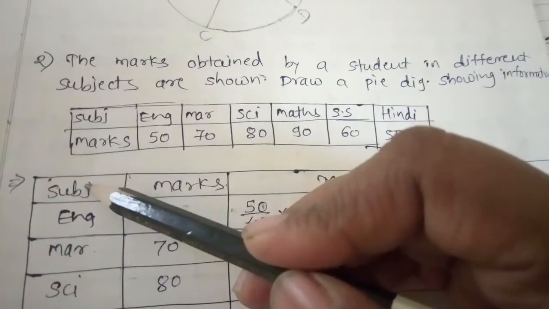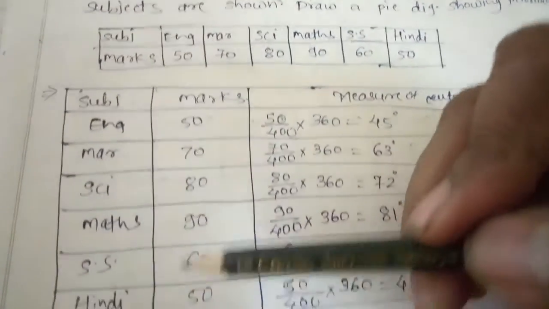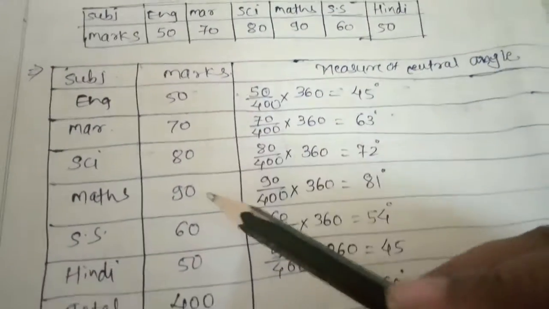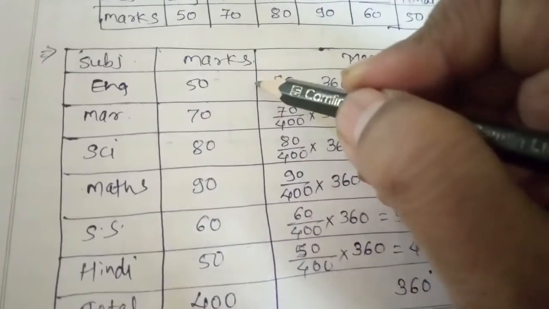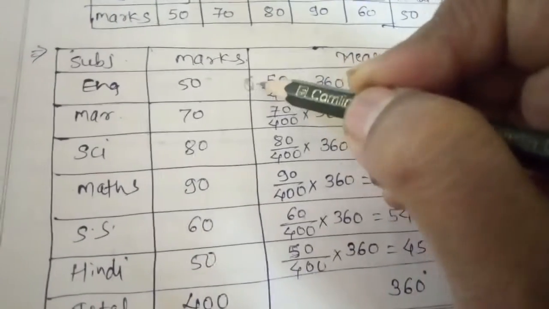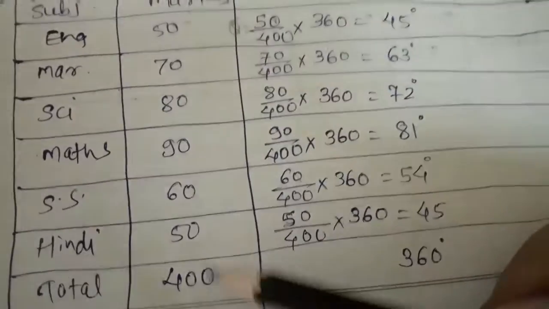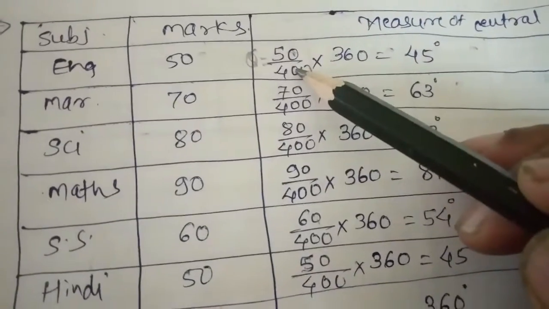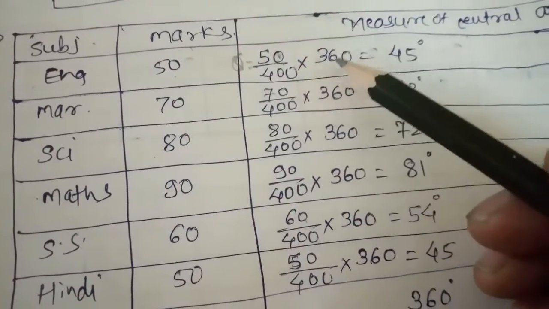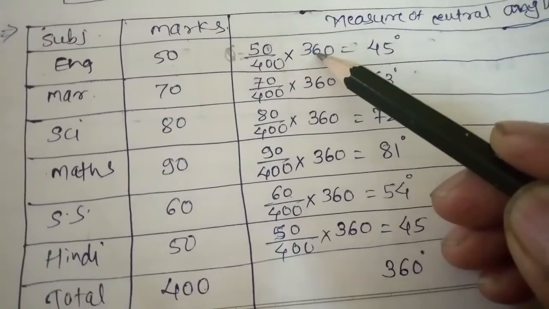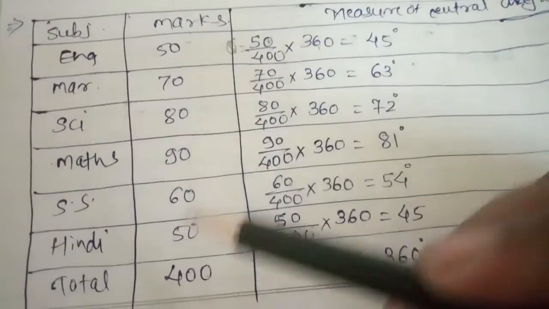So the first column is of the subjects, second one is of the marks, and first we have to take the addition of these marks, the total is 400, and after that we have to find out the theta of each subject, that is the central angle for each subject. So the total is 400. So out of this 400, the marks obtained in English is 50. So 50 upon 400 into 360. And similarly we have to calculate the measure of central angle for each subject.